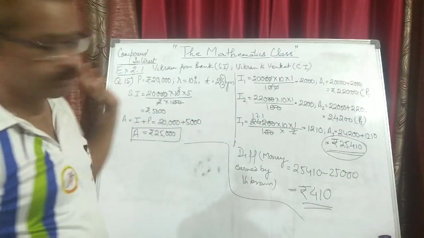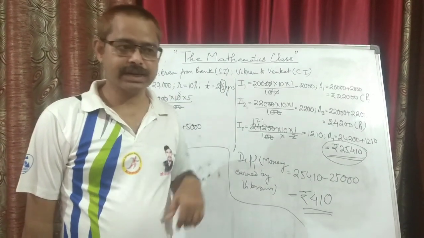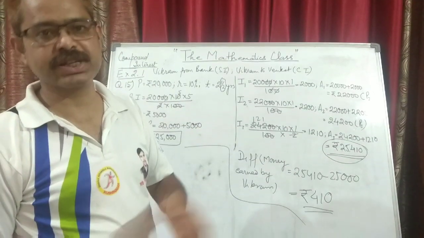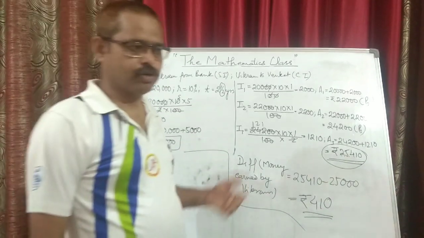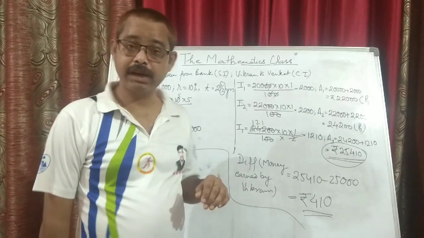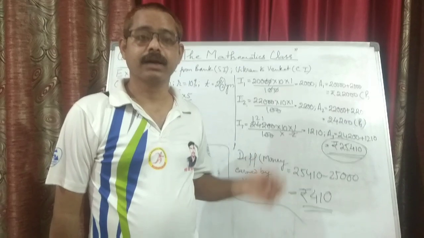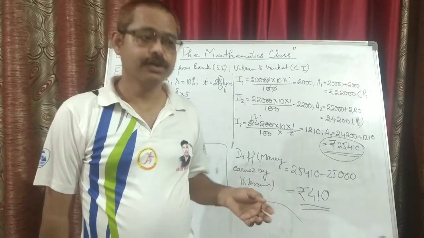Now I expect everyone to practice all the questions that we have done in this class. You are not supposed to do these questions again, but the other questions which are left over, you will be doing in your registers. I hope you have been told about the registers. Next class will be about the formula. We will be finding compound interest and amount with the help of the formula.